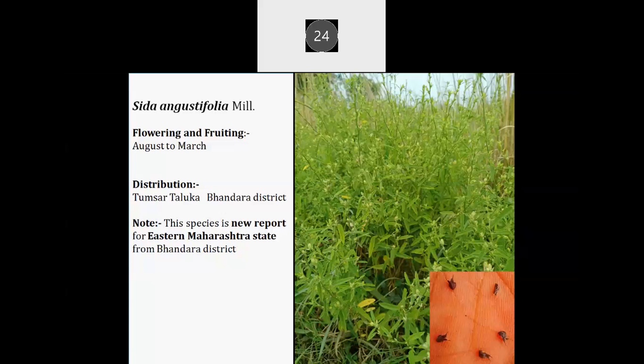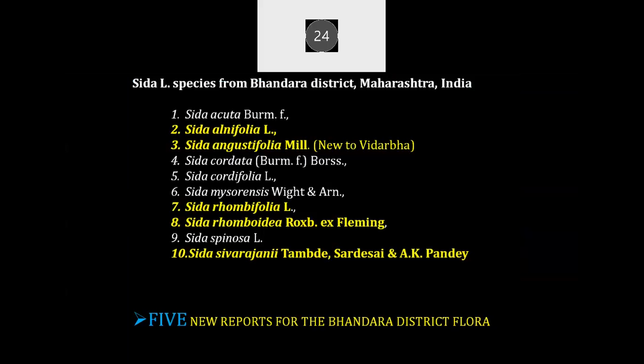So this one is the plant species, that is Sida angustifolia. This is a new report for the eastern Maharashtra state from Bhandara district. The new report has been communicated to a well-known journal. Recently, it may come out next month as a new report for Bhandara district. That is Sida angustifolia. Next, ma'am.